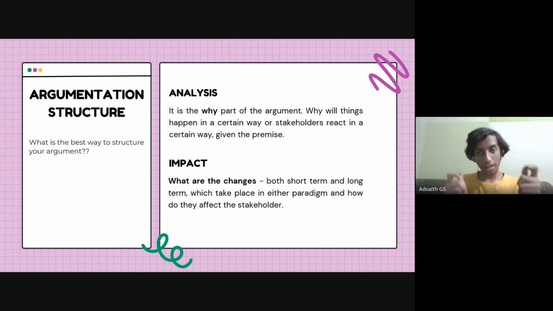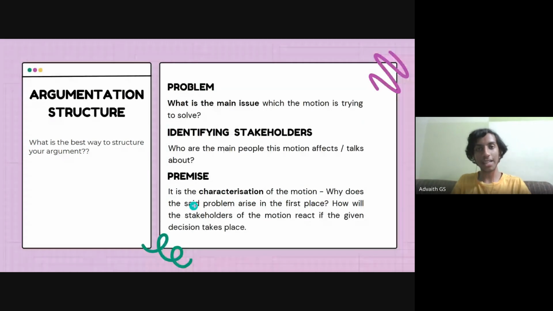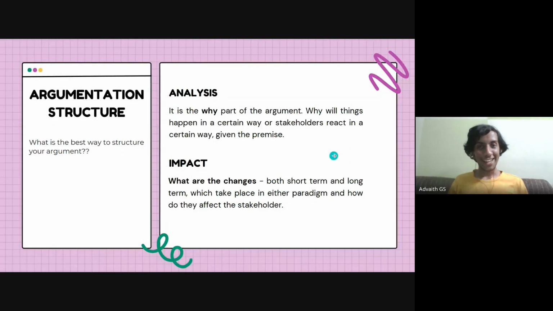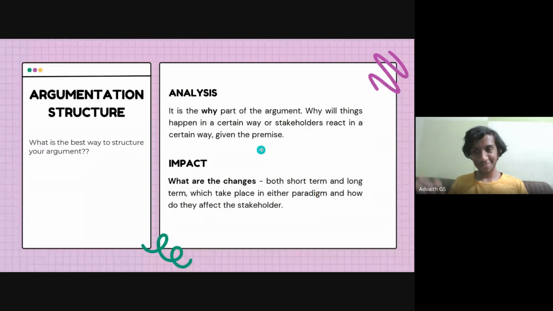With that, you have to give proper importance to every single part. The impact is the thing that shines through the most, but then the analysis and the foundation, the premise, are the things that strengthen, give support to your entire impact. All right. So this is the entire layout of what an argument should look like, right?